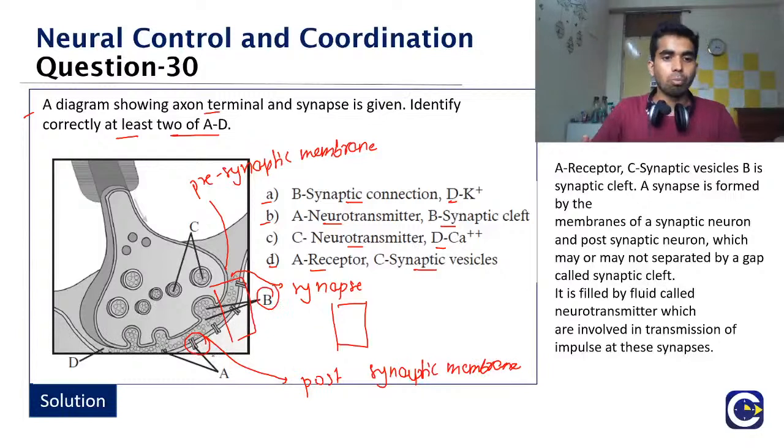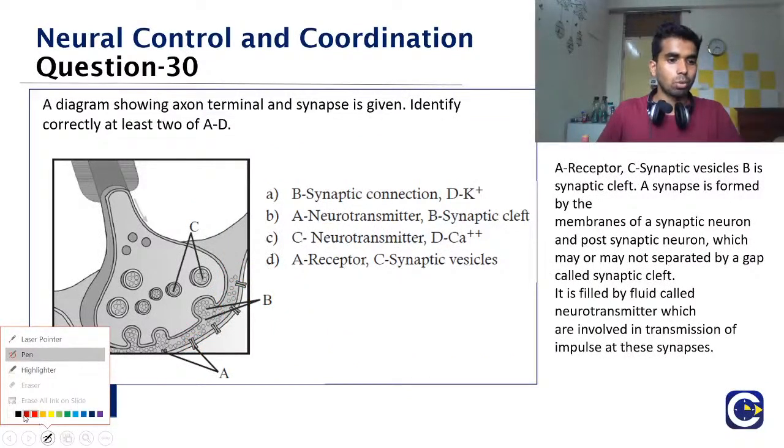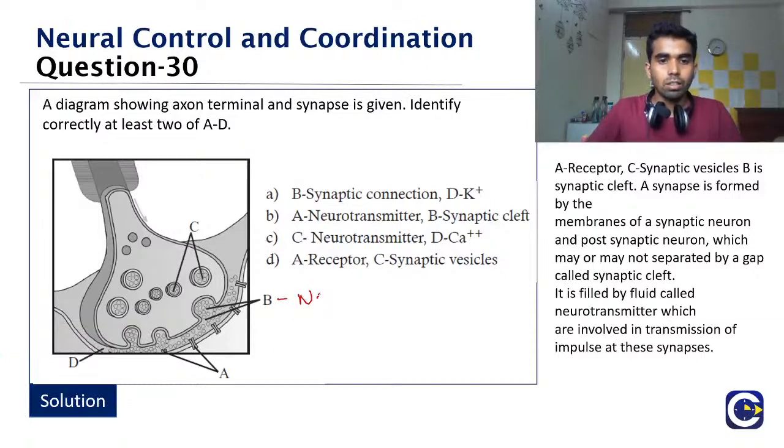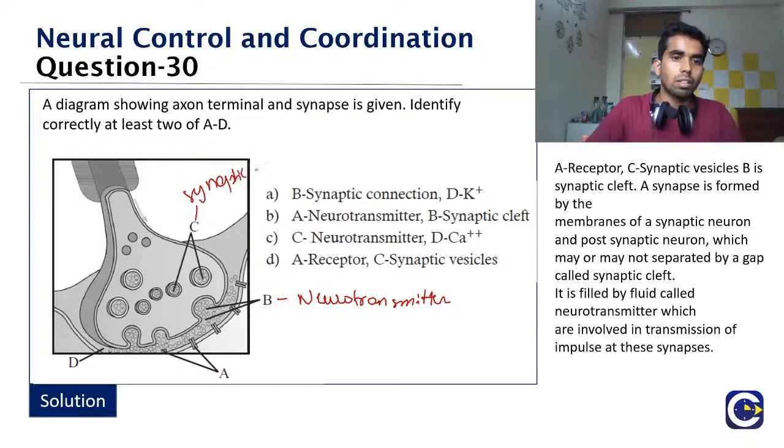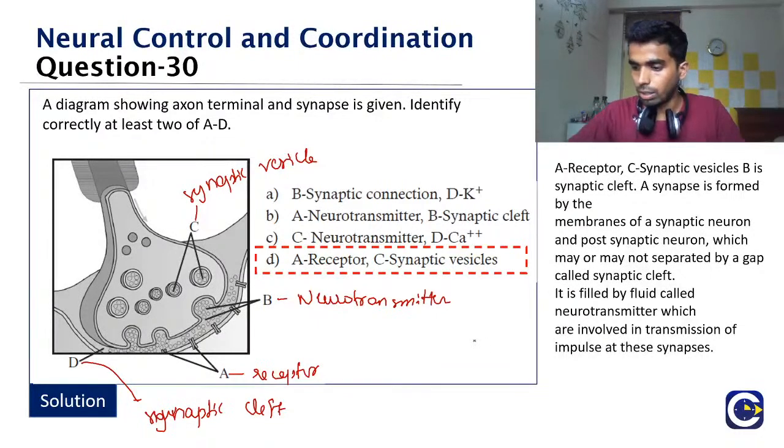Now B, here B is pointing towards the neurotransmitter. So B is the neurotransmitter. Now coming to the C part, C is the synaptic vesicle, and the D part here would be the synaptic cleft, and A, I told you, is the receptor. So what will be the correct answer for this question? Yes, it is option D. Yes, Jivita, it is option D.